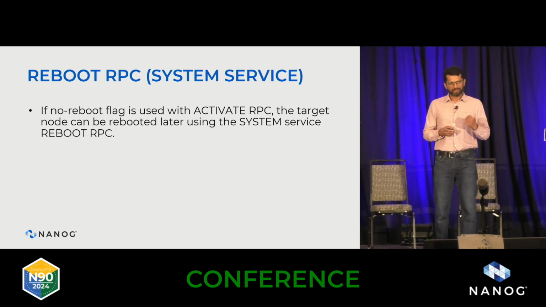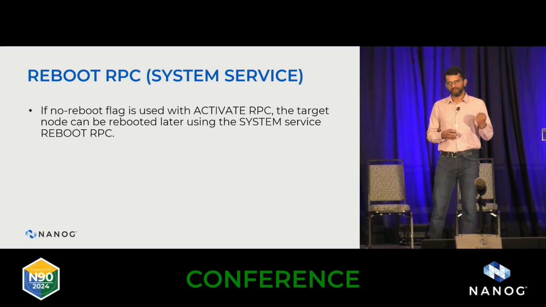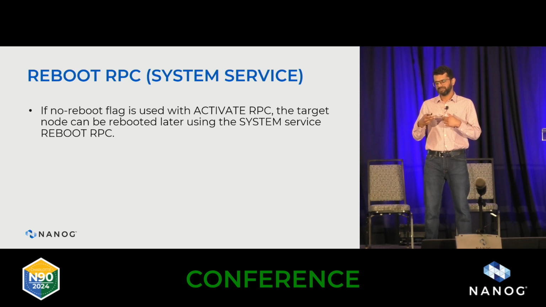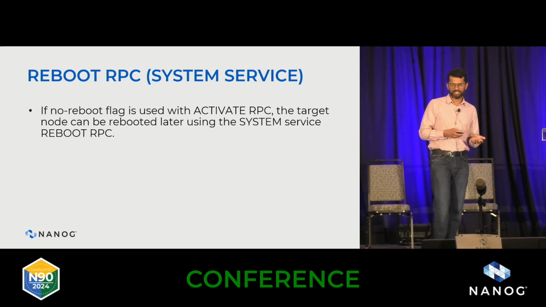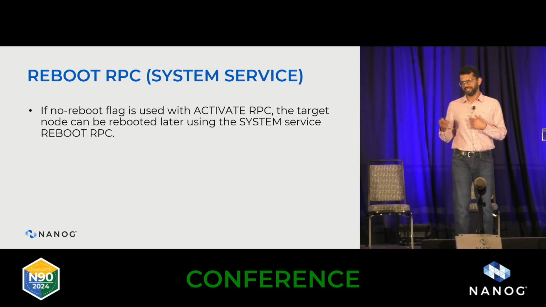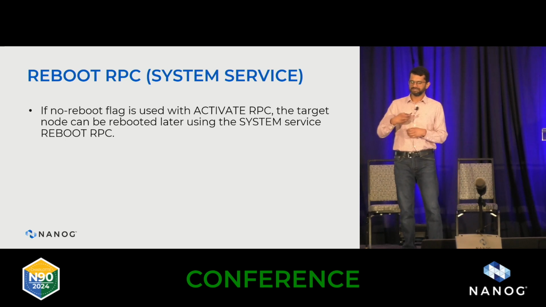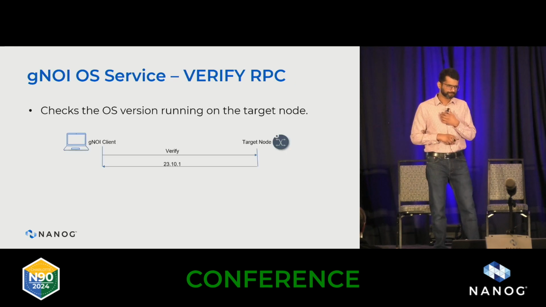So in case you are specifying the no reboot option, then we can use the reboot RPC from the system service to reboot the router at a later time, or we can resend the activate RPC again without the no reboot option. So the router will now reboot, and because we changed the boot parameters already, the router will come up with the new software version.